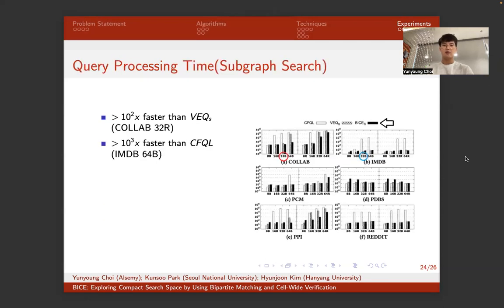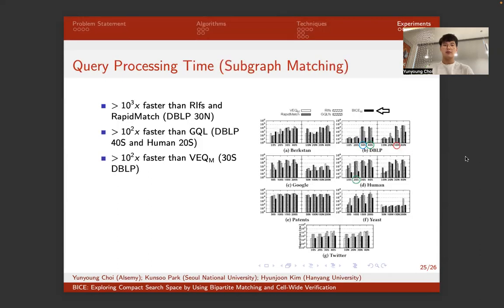In terms of query processing time for subgraph search, our algorithm runs 100 times faster than Beck and exhibits a speedup of 1,000 times compared to CFQL. Regarding the query processing time for subgraph matching, our algorithm runs 1,000 times faster than RIFS and RapidMatch on DBFE. Additionally, our algorithm runs 100 times faster than GQL and Beck.